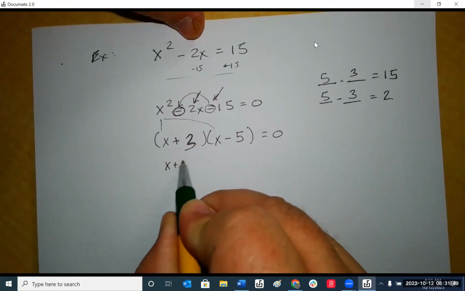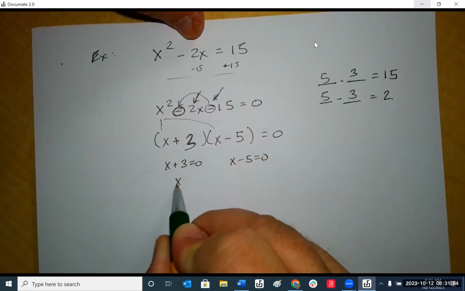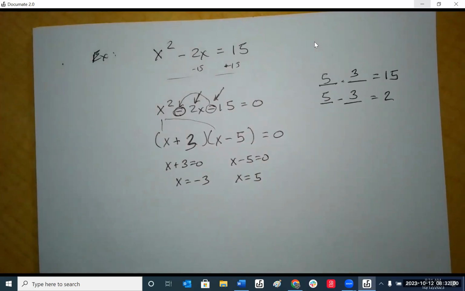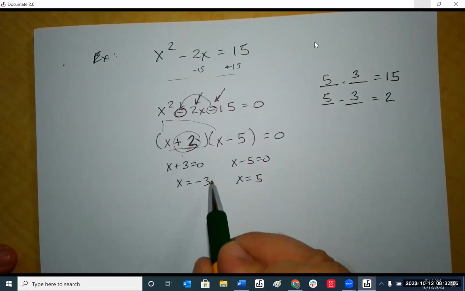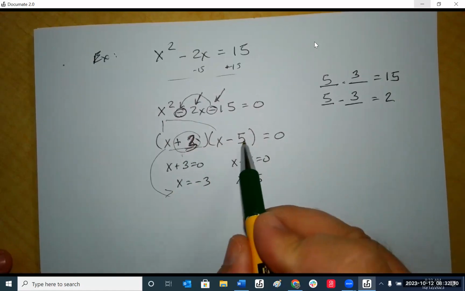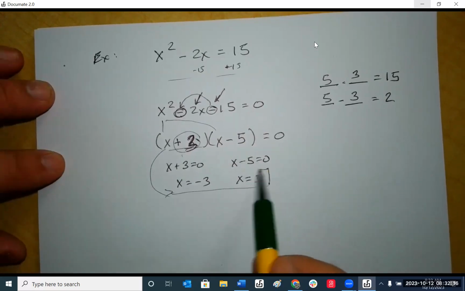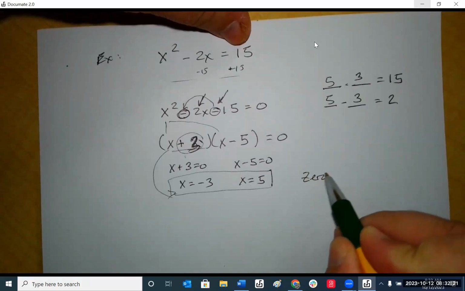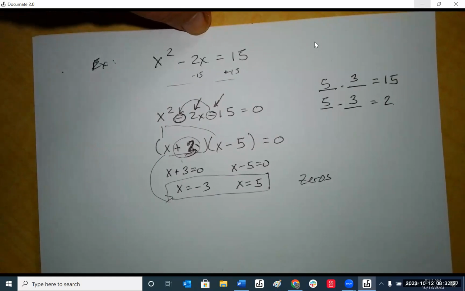Set them both equal to 0 and solve. And as I said many times before, if it happens inside a parenthesis, it's always the opposite. If I have x plus 3, the answer is negative 3. X minus 5, the answer is positive 5. What do these represent? Those are my zeros. If I plug these back into the original equation, it'll equal 0.